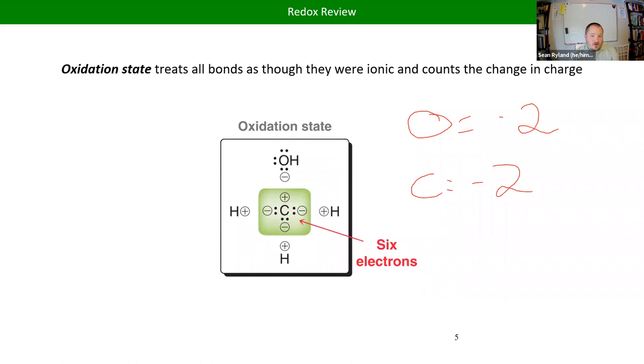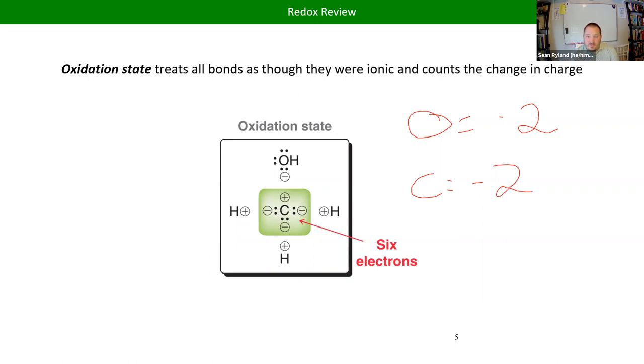Oxygen, unless there's fluorine or a peroxide bond, we're usually going to see oxygen with a -2 oxidation state because it's more electronegative than pretty much everything else. So if oxygen has the full valence, it's almost always going to be an oxidation state of -2.